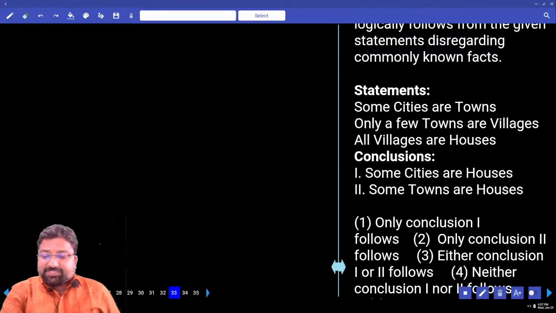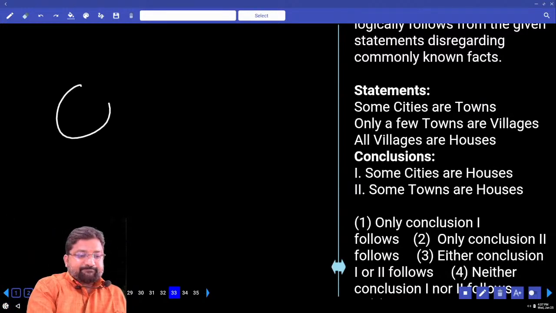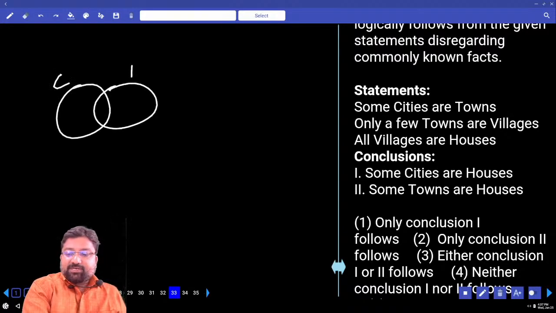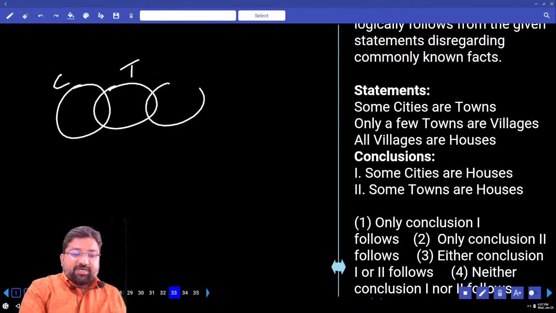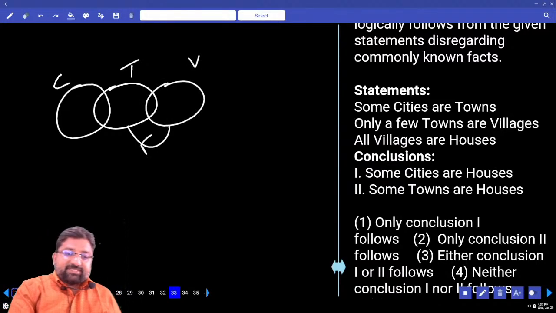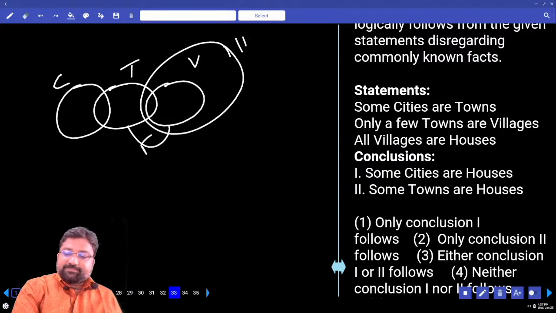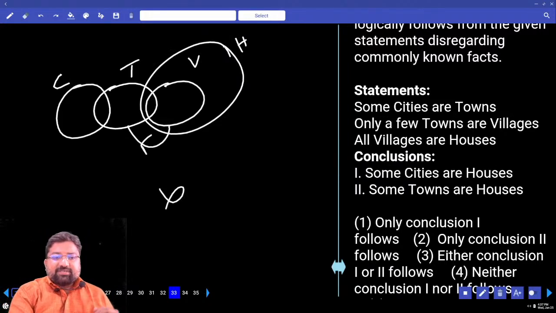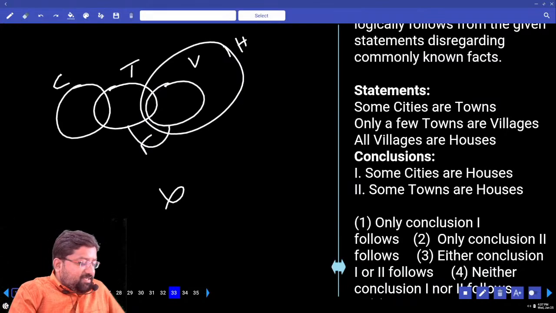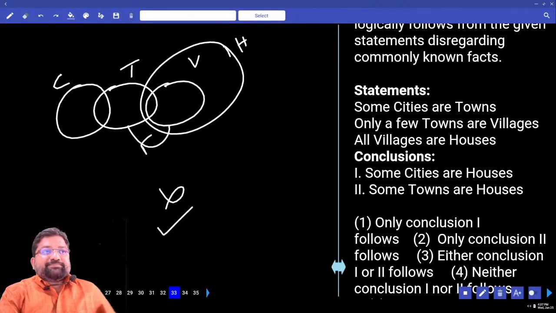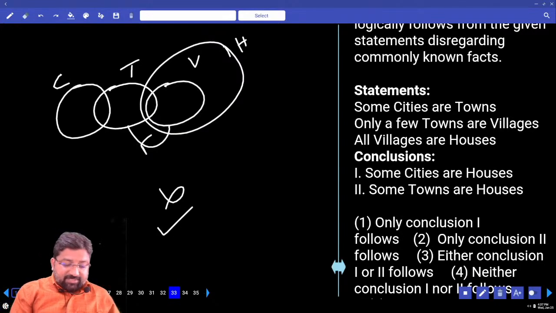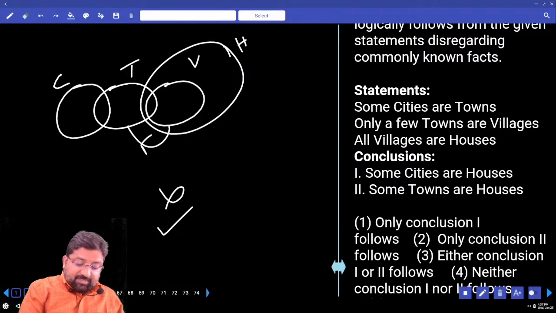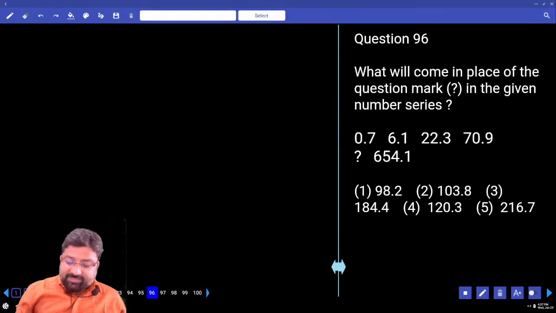Next. Some cities are towns. Only a few towns are villages. All villages are houses. Some cities are houses. No relation. Some towns are houses. Yes, there is a relation. Clear? Any doubts in this paper as of now? Come on, any doubts? I think we are supposed to do questions on number series.